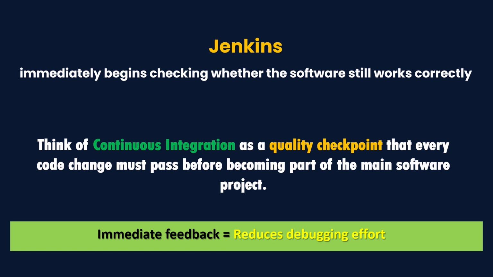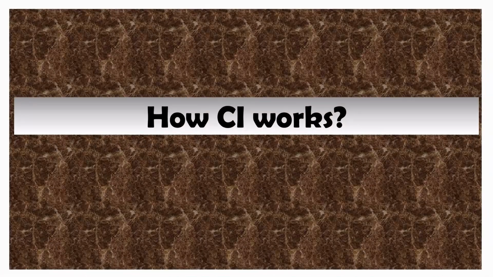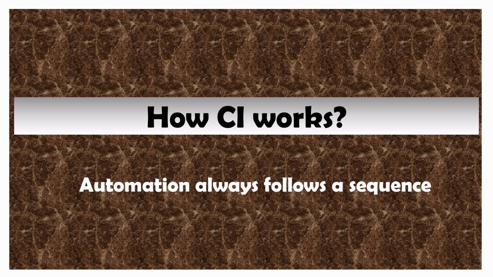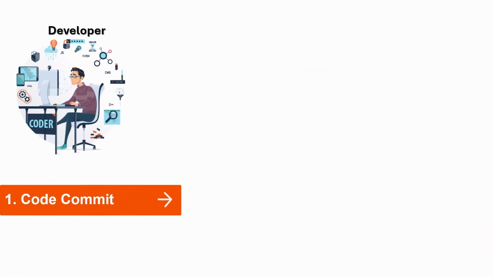Whenever students first learn continuous integration, they often imagine Jenkins as some magical software that simply does everything. But automation always follows a sequence. Let's walk through that sequence carefully. We will continue using our food delivery application. Let's examine the first 3 steps of continuous integration. So step 1 is code commit.